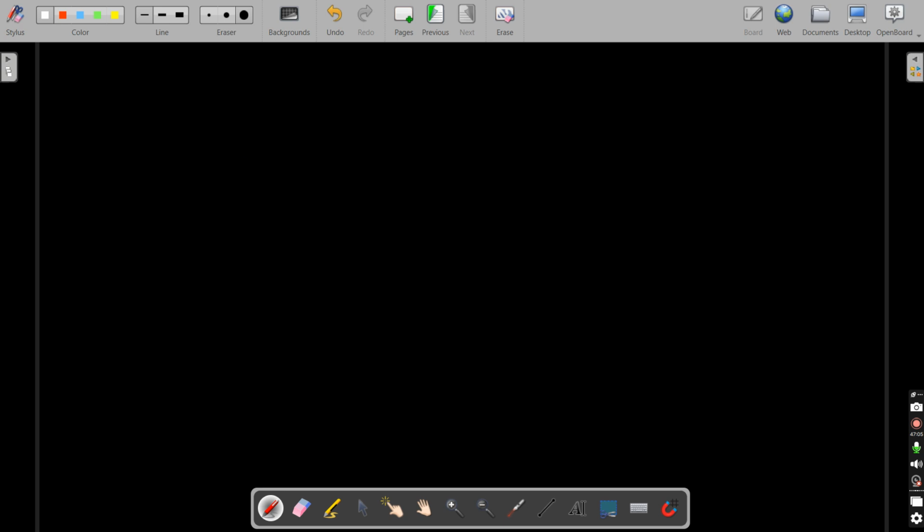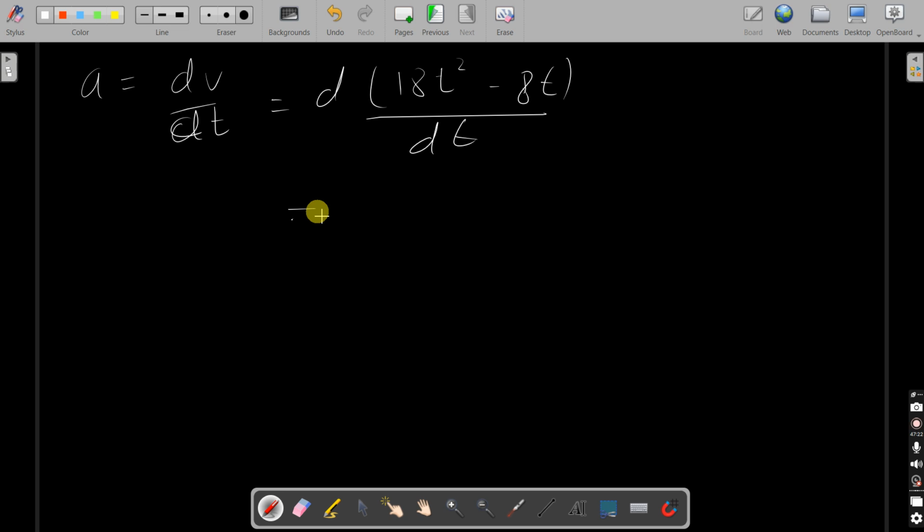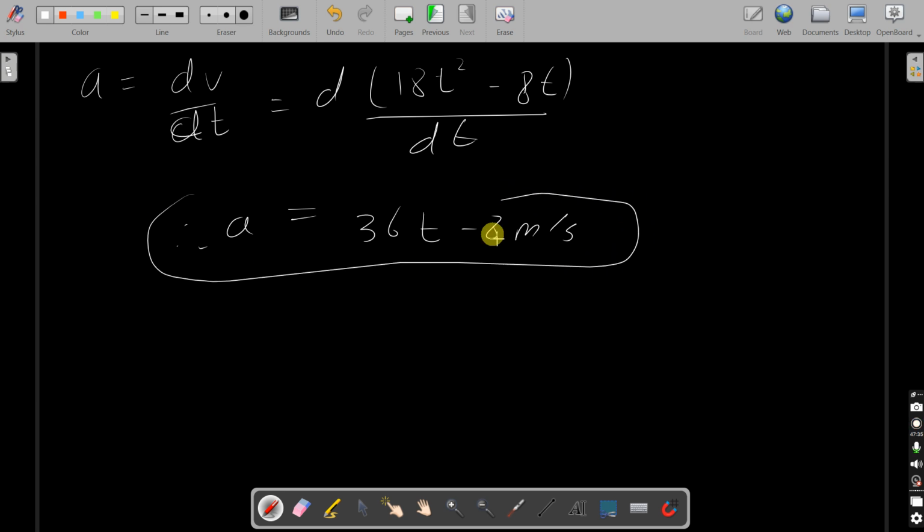Now also we are asked the acceleration. So acceleration is dv upon dt, which is differentiation of 18t square minus 8t upon dt. This becomes 36t minus 8. Acceleration is in meter per second square. So 36t minus 8 meter per second square.